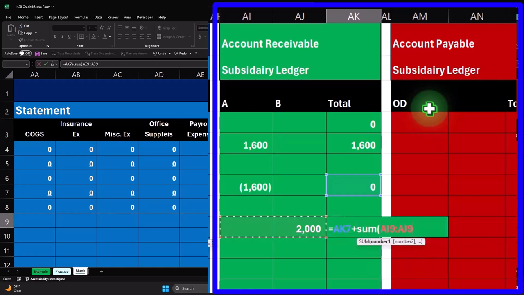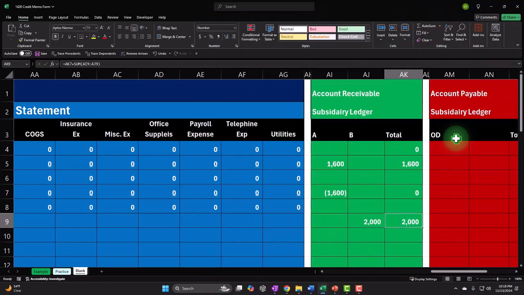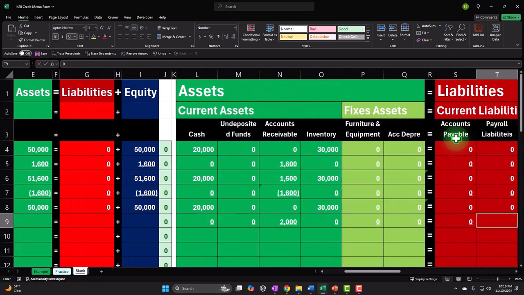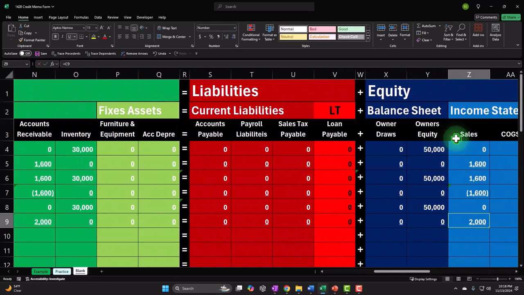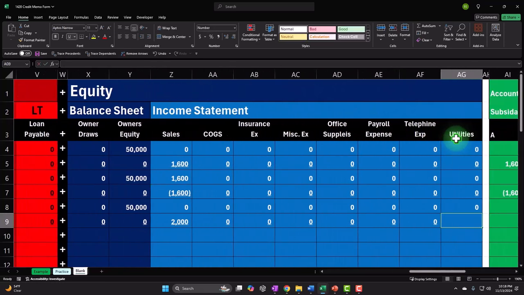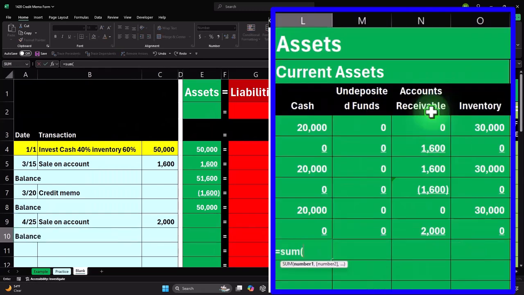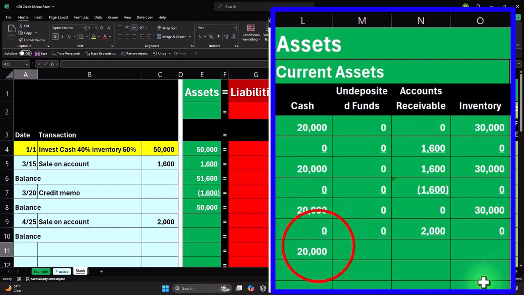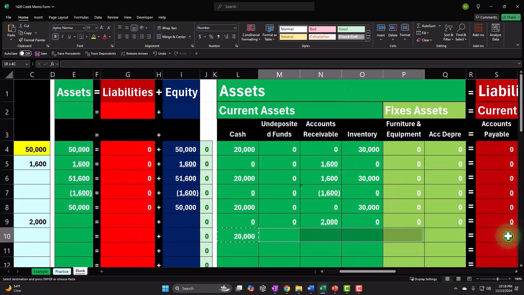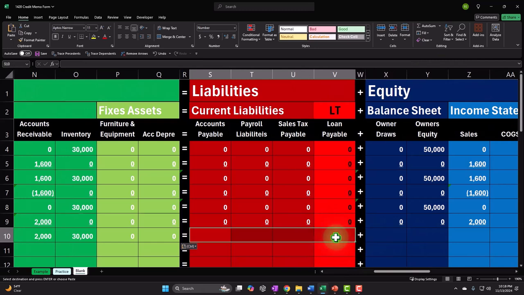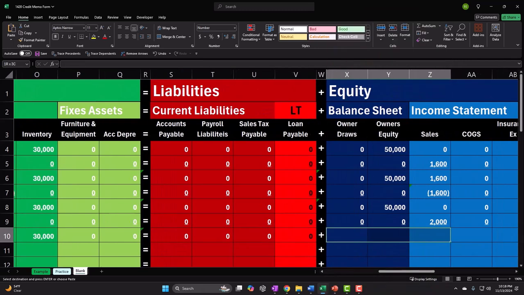Plus the sum of these two, so 2,000, that should match the ledger over here. Let's put zeros across the board. Boom, boom, boom. And then we'll put the balance, and the sum equals the SUM of the 2,000 and the zero. We're going to copy that across the board. AR is going up, so there's the increase there. We're just pasting it across the board.